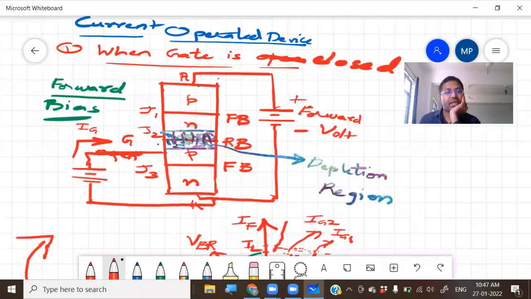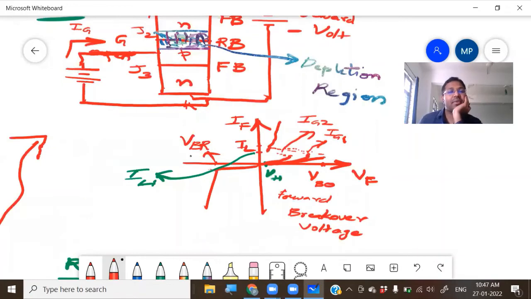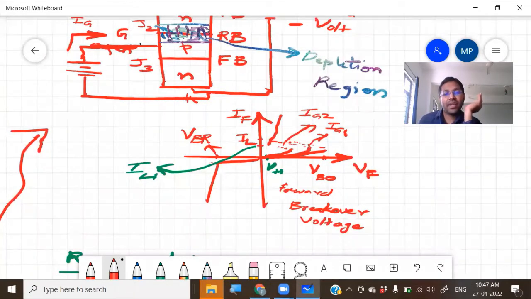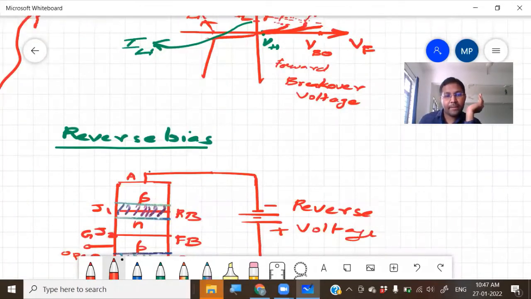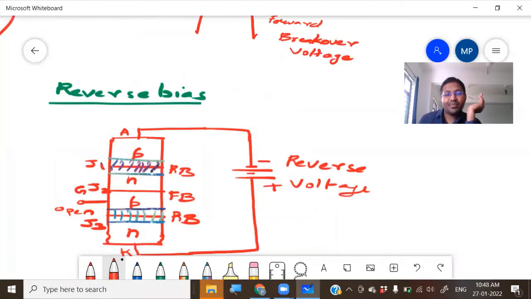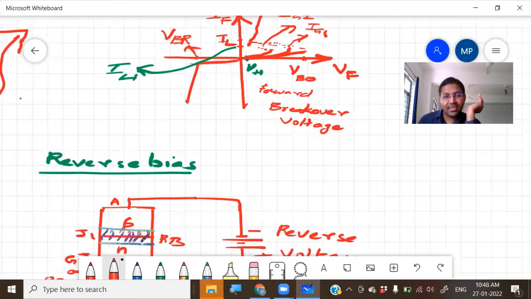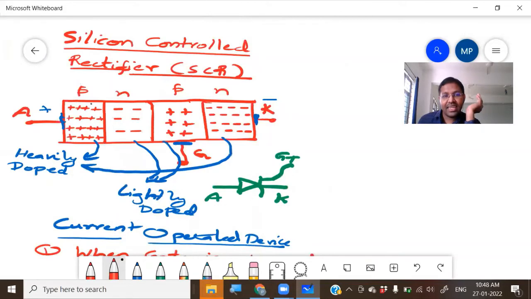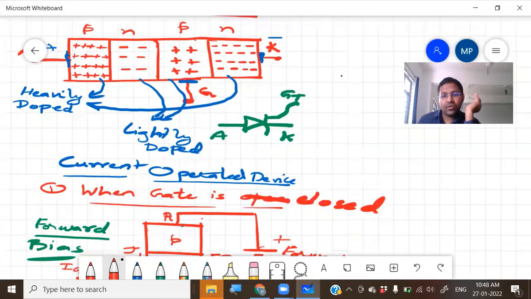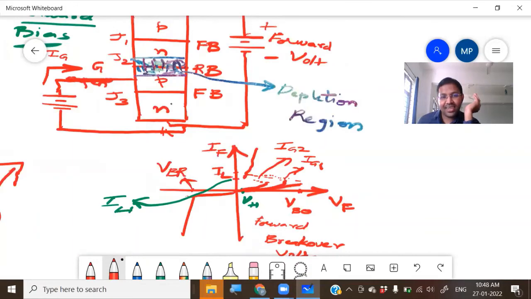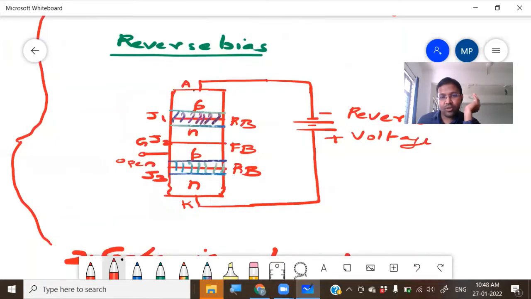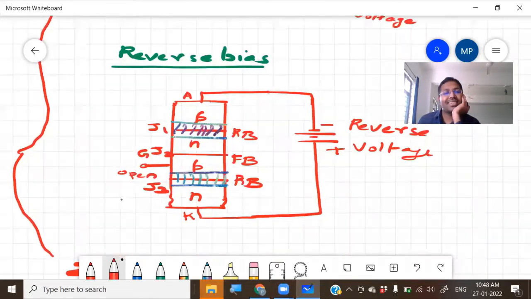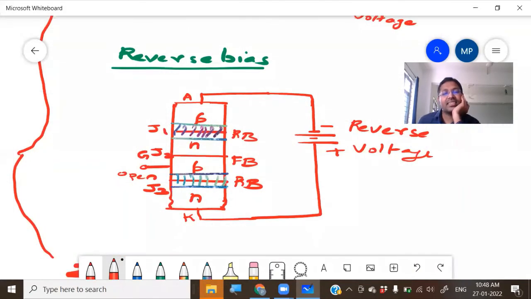Okay, right? And here, if you see VBR, VBR is the reverse breakdown voltage under reverse bias condition. When the breakdown occurs, both J1 and J3 have to break down. Now at J1, the first junction, the P region is heavily doped. Second junction J2, third junction J3. Again at the third junction J3, the N region is heavily doped. Because this first P region is heavily doped, J1 is thin. Because the last N region is heavily doped, J3 is thin.